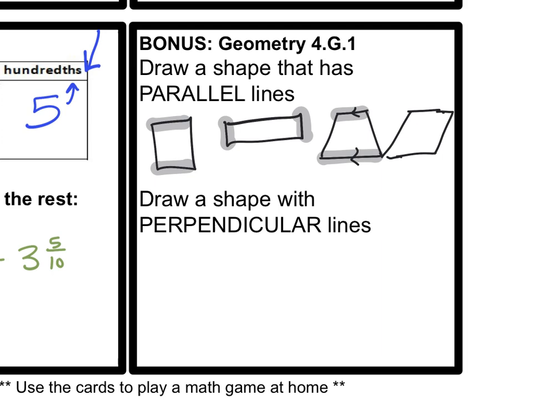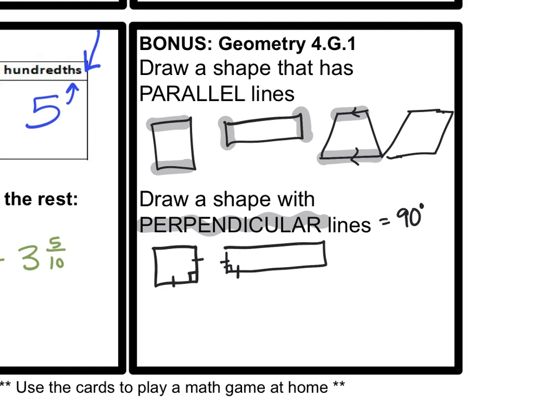That's what parallel means. Draw a shape with perpendicular lines. Perpendicular means that it makes a 90-degree angle. So you could draw a square, because it has four 90-degree angles, meaning this line is perpendicular to this line. You could draw a rectangle, where this line is perpendicular to this line, making that 90-degree angle. You could not draw a trapezoid because there are no 90-degree angles. You could draw a right triangle because it makes a right angle, so this line and this line are going to be perpendicular.